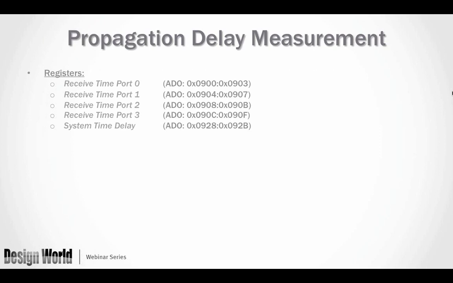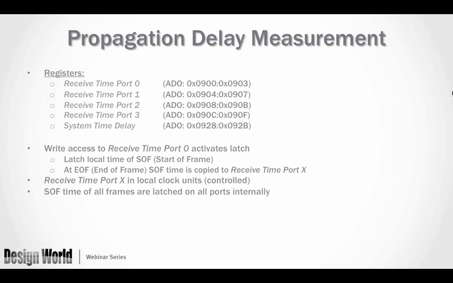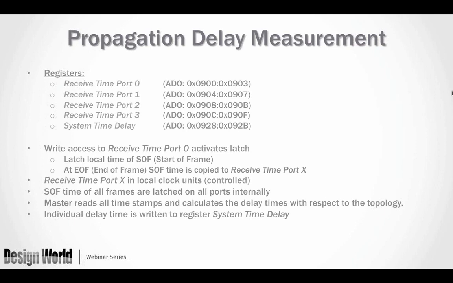So each port has its own register which can grab the time, plus a register called system time delay. The latch of that frame, the start of frame, occurs when the frame is received at any of these ports. And at the end of frame, after the CRC is checked, that start of frame time is copied into the register. And then the master can then grab all of those timestamps. And since it knows what the topology of the network looks like, with those timestamps, it can calculate the propagation delay between the reference clock and any individual slave device, and then write those time delays into each slave device's system time delay register.